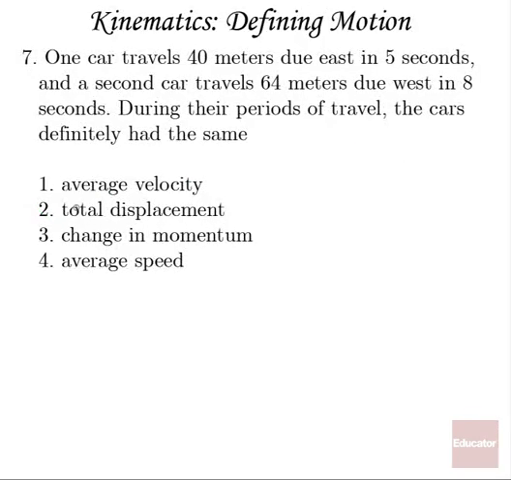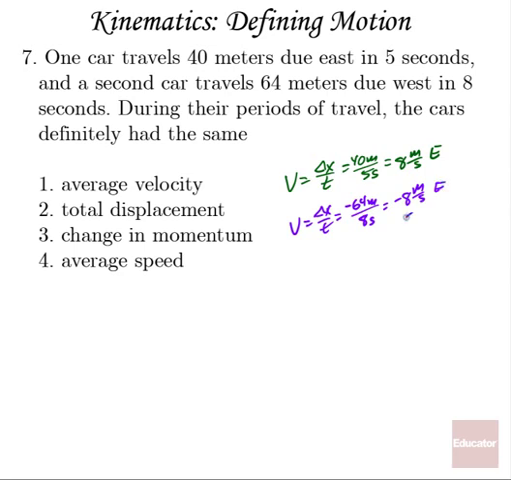Number 7. One car travels 40 meters due east in 5 seconds, and a second car travels 64 meters due west in 8 seconds. During their periods of travel, the cars definitely had the same... well, let's take a look. Car 1, 40 meters due east in 5 seconds. That means its velocity is going to be its distance traveled, delta x, divided by the time it took, or 40 meters in 5 seconds, which is 8 meters per second east. Our second car has a velocity of delta x over t, but it's going to travel 64 meters due west, so let's call that negative 64 meters over 8 seconds, which is negative 8 meters per second east, or 8 meters per second west. So they have the same speed, but different velocities, because they're going in different directions. So our correct answer: they must have the same average speed.